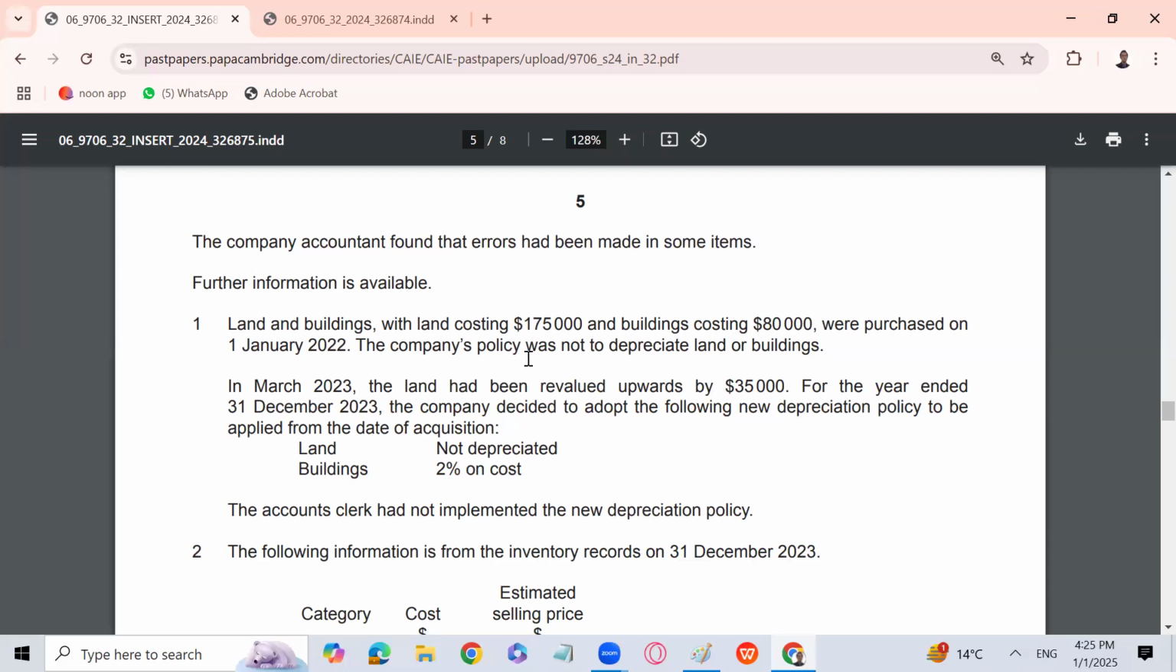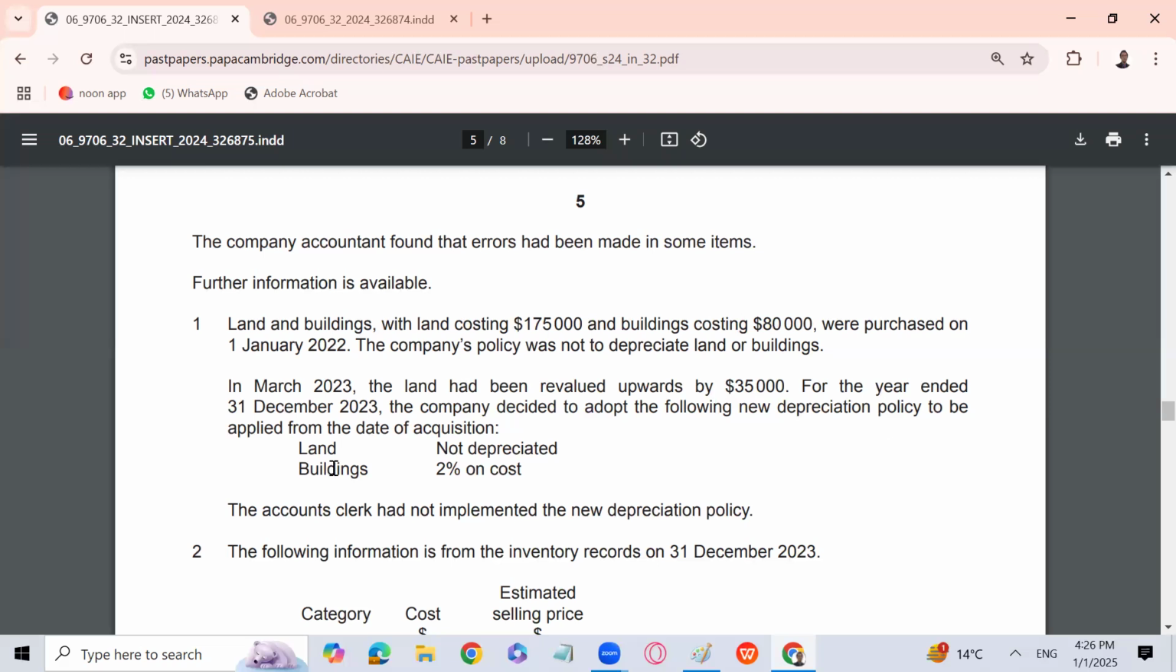At that time, the company policy was not to depreciate land or building. We know that land will not depreciate because it has no useful life. But in March 2023, the land had been revalued upward by 35,000. So there is a revaluation reserve regarding land, right? So land will be debited because it is a non-current asset, and the revaluation reserve is going to be credited by the amount of 35,000.